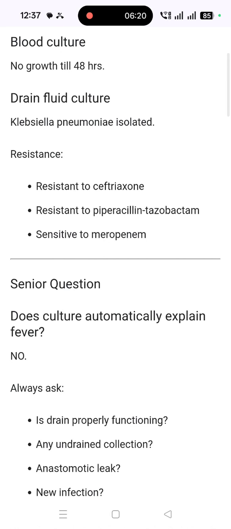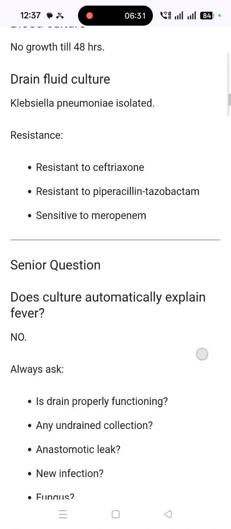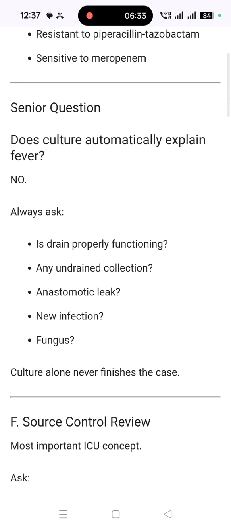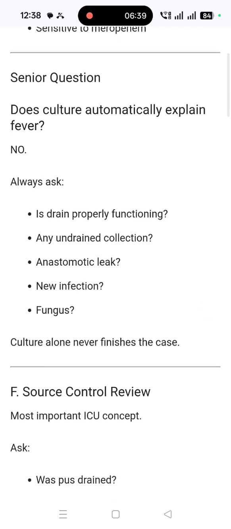So the drain fluid, which is showing Klebsiella pneumoniae, is resistant to the following drugs and is sensitive to meropenem. That is why meropenem is being given here. So does culture automatically explain fever? No. Always ask, is the drain functioning properly?